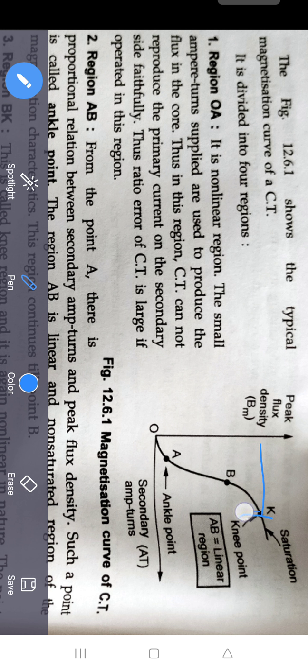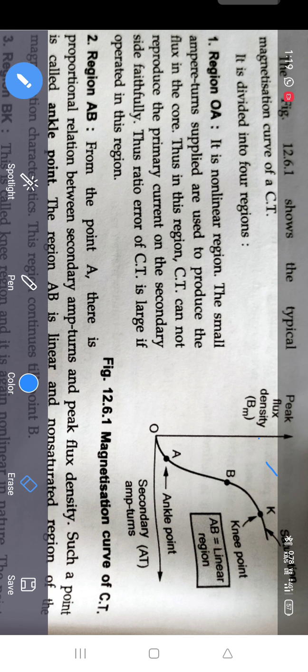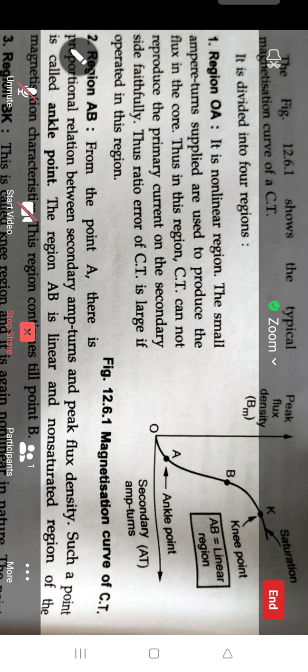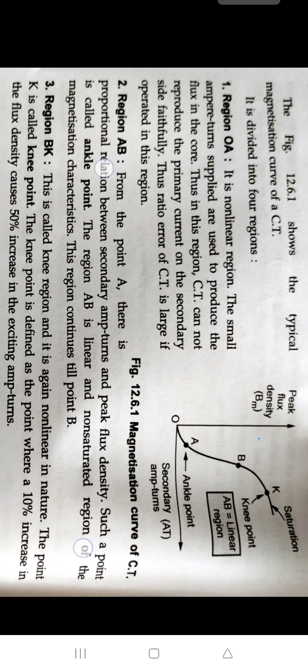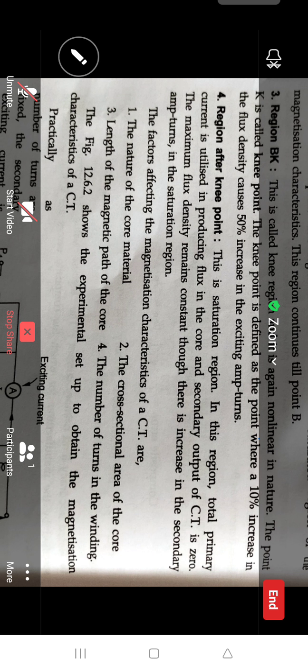So in a 10% increase, here if we only increase up to this much, but it crosses here, so you can see a 50% increase in secondary ampere turns. So it is also a non-linear region, so it is not preferable to operate our current transformer here. And after the knee point, this is the saturation region.